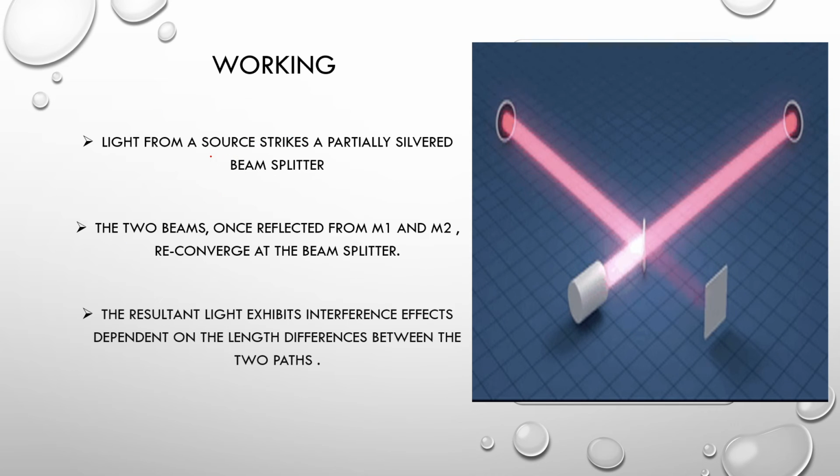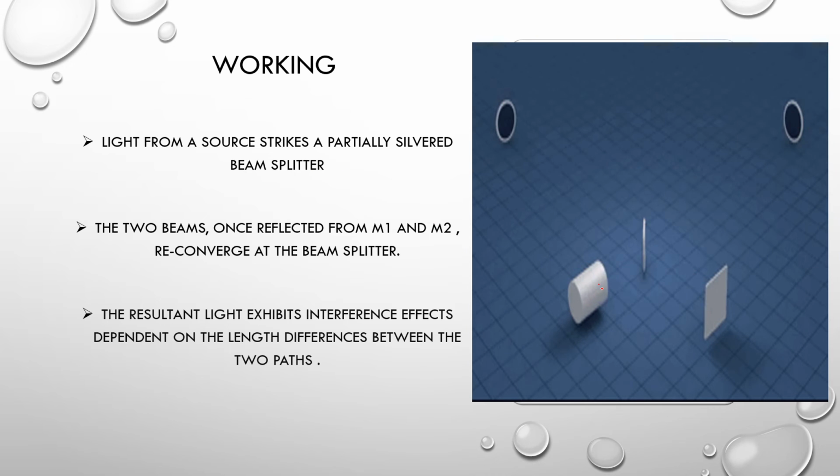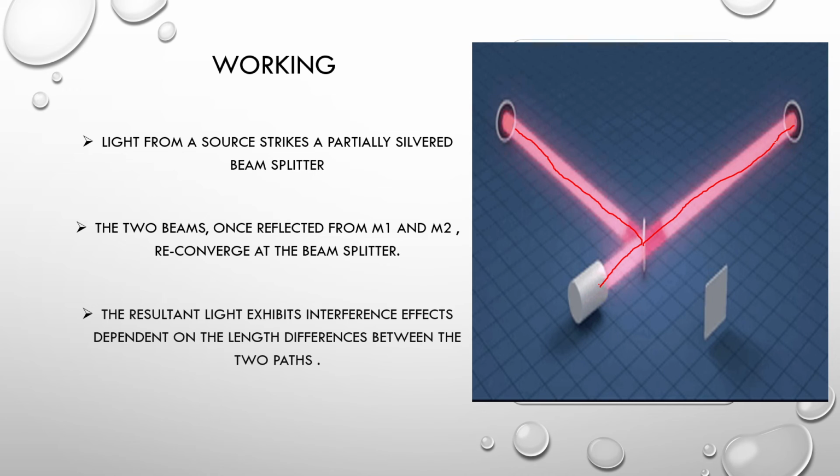Light from the source strikes the partial silver beam splitter. Light from this source comes and hits both mirrors, and again they come back to the beam splitter and form interference fringes on the screen like this. That is the basic working of the Michelson interferometer.